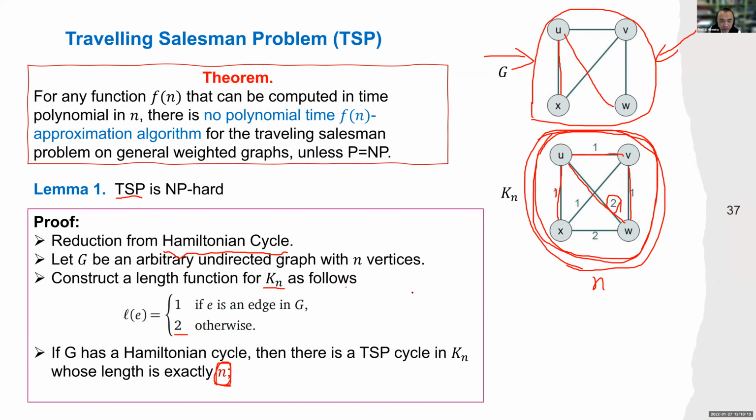Yeah, so such a method can help to determine whether G has a Hamiltonian cycle. You're right. So let me just see how many of you have understood the connection between the existence of a Hamiltonian cycle in the original graph and the existence of a length n TSP in the new graph.